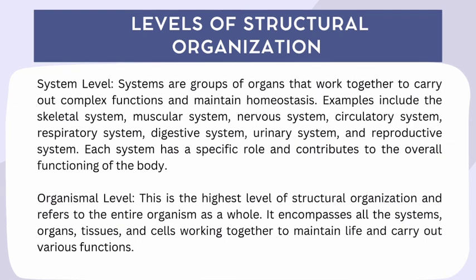Fifth, system level. Systems are groups of organs that work together to carry out complex functions and maintain homeostasis. Examples include the skeletal system, muscular system, nervous system, circulatory system, respiratory system, digestive system, urinary system, and reproductive system. Each system has a specific role and contributes to the overall functioning of the body.